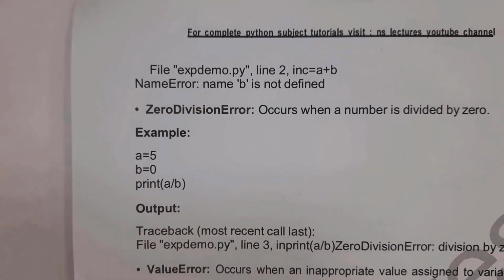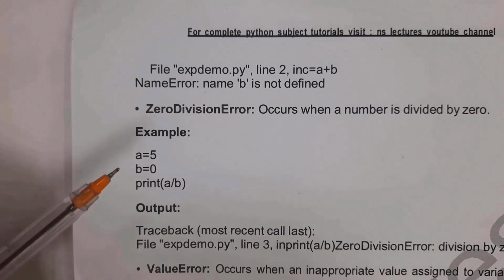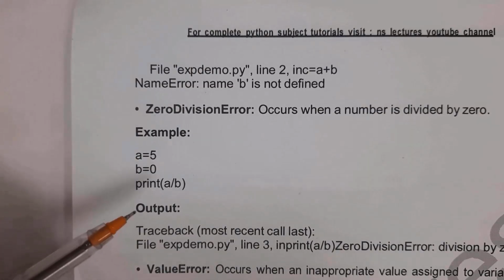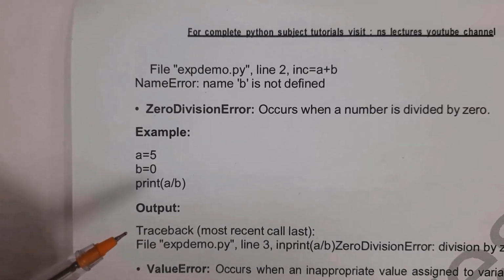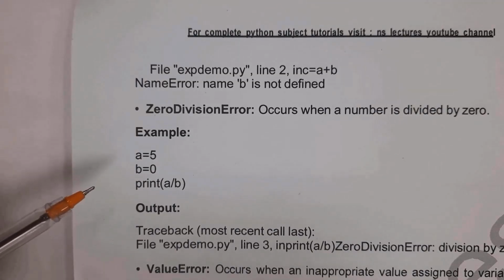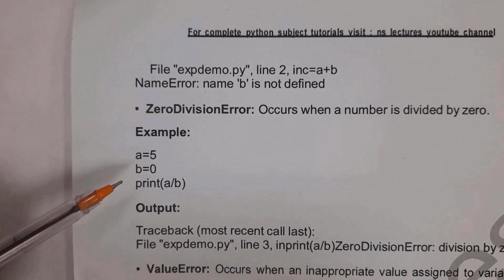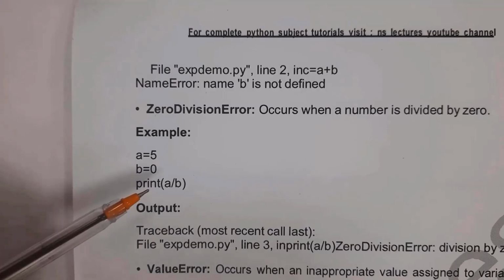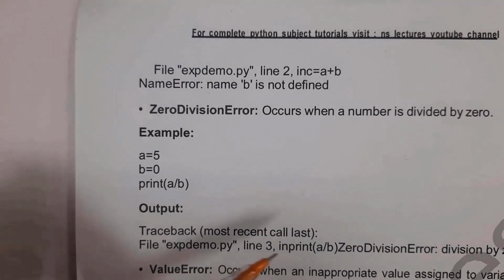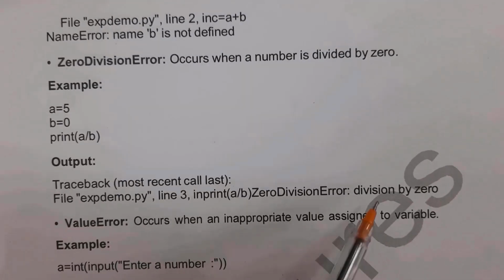And next one is ZeroDivisionError. This is an example. As I already said, what is ZeroDivisionError: we cannot divide any number by 0. If we divide any number by 0, then it will display ZeroDivisionError. For example, I wrote a equal to 5, b equal to 0 and print a by b. So you will get output traceback most recent call, ZeroDivisionError: division by zero.